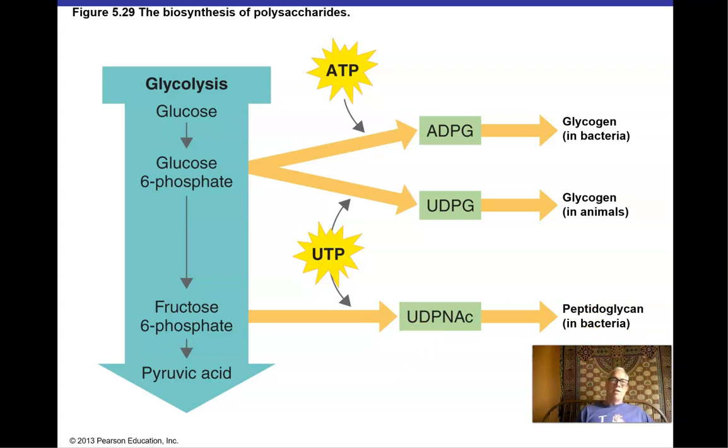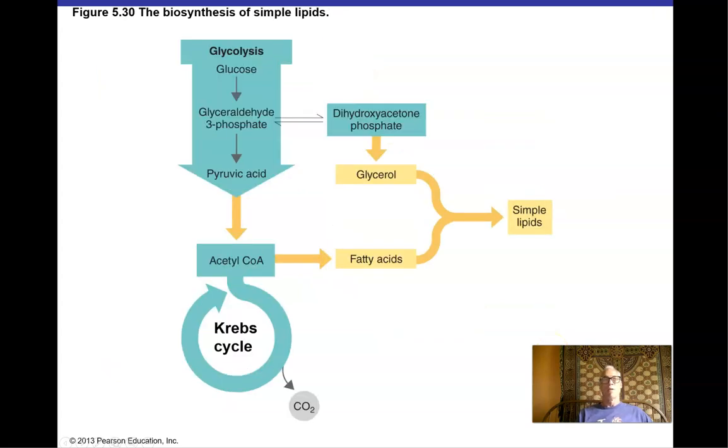As far as details, you do not need to memorize these intermediates. We start with glycolysis and we can produce these ADP glucose, UDP glucose, UDP N-acetyl glucose. We don't need to worry about any of that. Just so you know that there are pathways, specific pathways to produce polysaccharides in microorganisms.